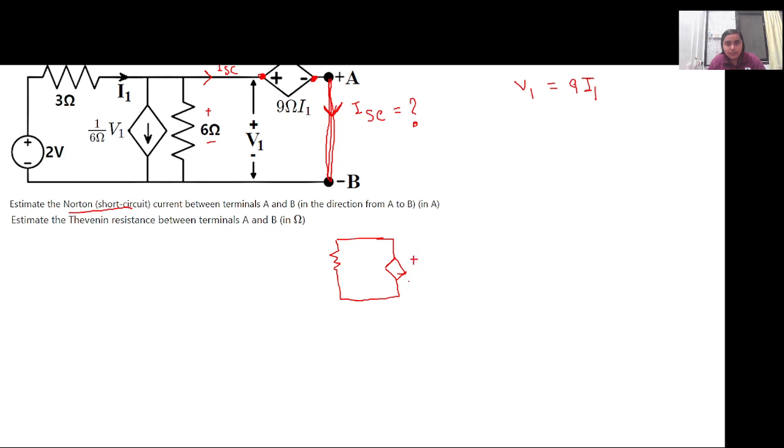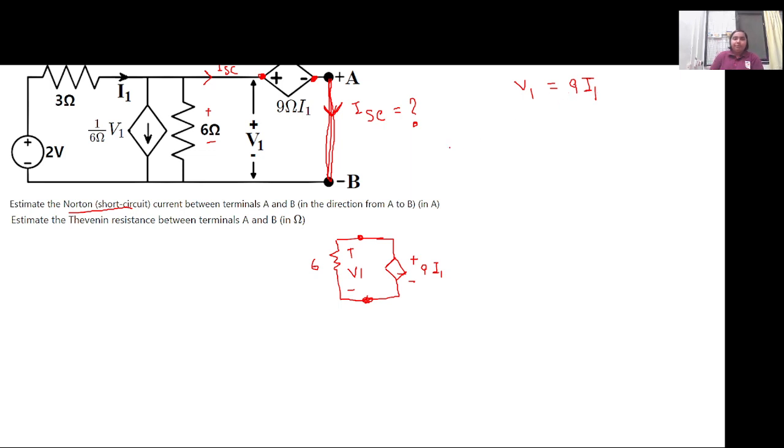So it is like this. This is plus minus 9 I1. Also we know that the voltage across this is V1. So basically the voltage across the 6 ohm, these two are the same voltage. So V1 is equal to 9 I1. This is one of the relations that we have.